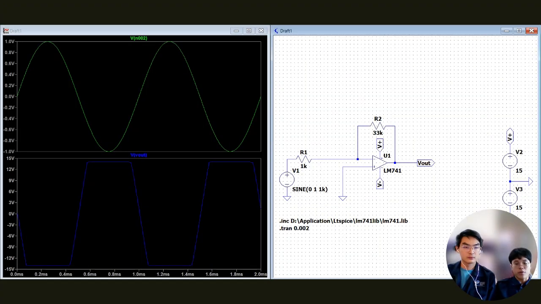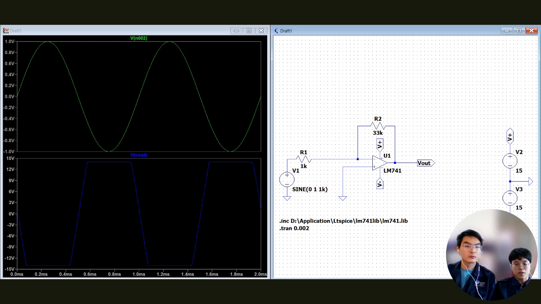Okay, so now I will show you our experiment A result. For the inverting amplifier, we set R1 to 1k ohm and R2 to 33k ohm, giving a theoretical gain of negative 33 according to the derivation, gain AV equals negative R2 over R1. However, let's look at the simulation result. The output did not reach 33 volts. Why? As you can see in the graph, the waveform was clipped at approximately 14 volts.